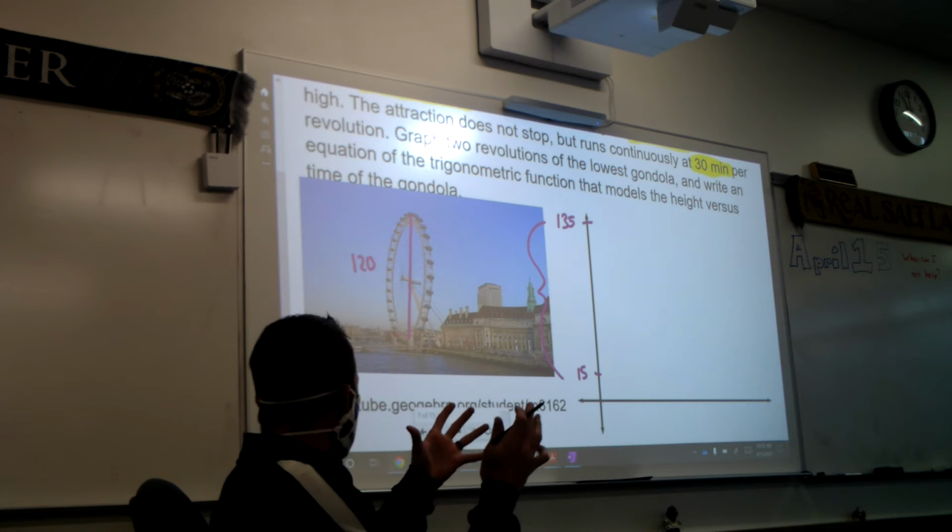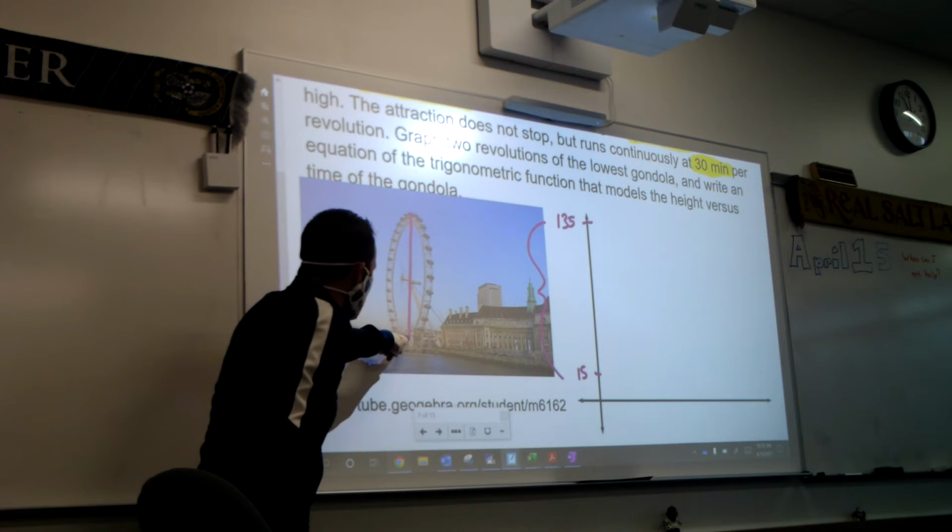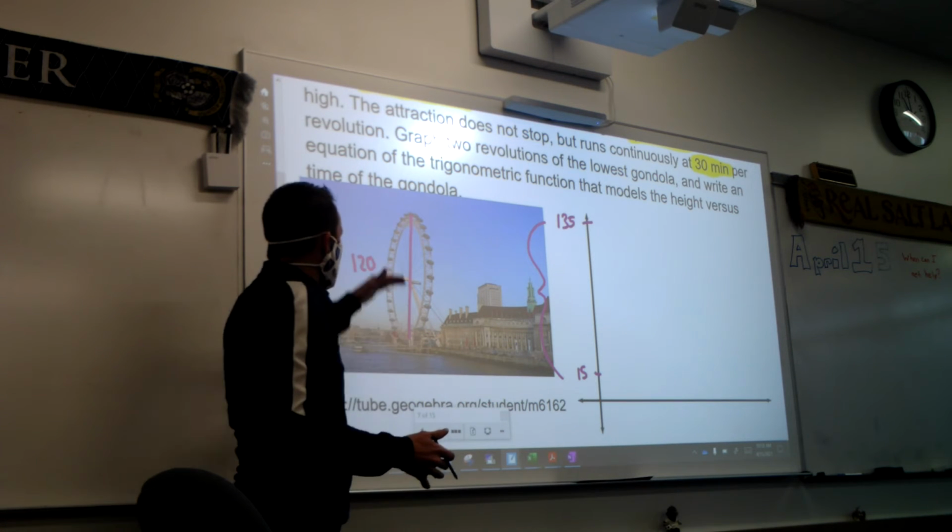So we have a loading platform here, and you can kind of see that right here. There's this place where you go up the stairs and you get on it, okay? It has to be above the ground so that it doesn't hit the ground.